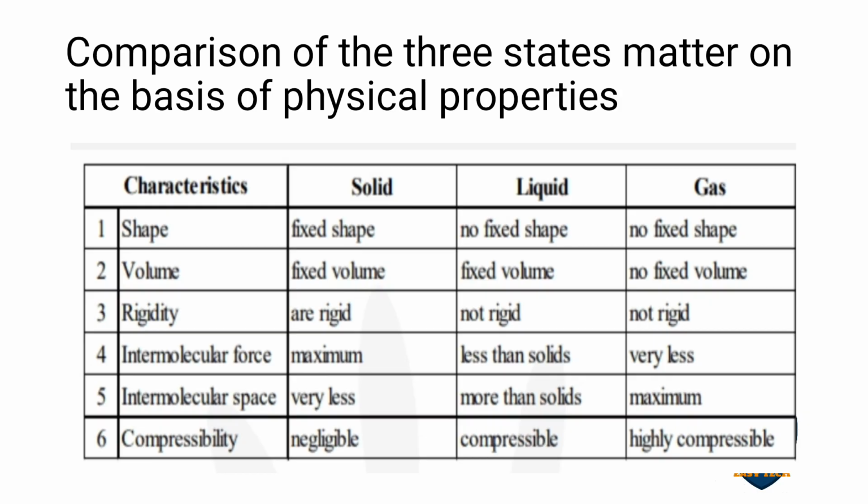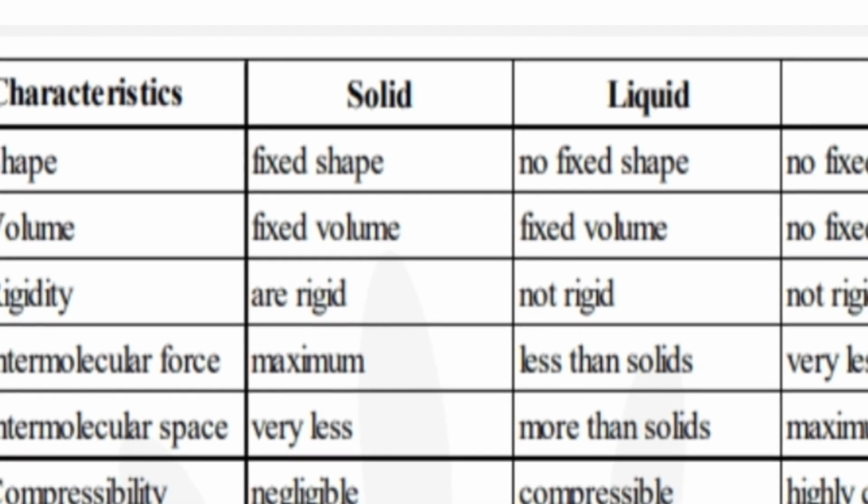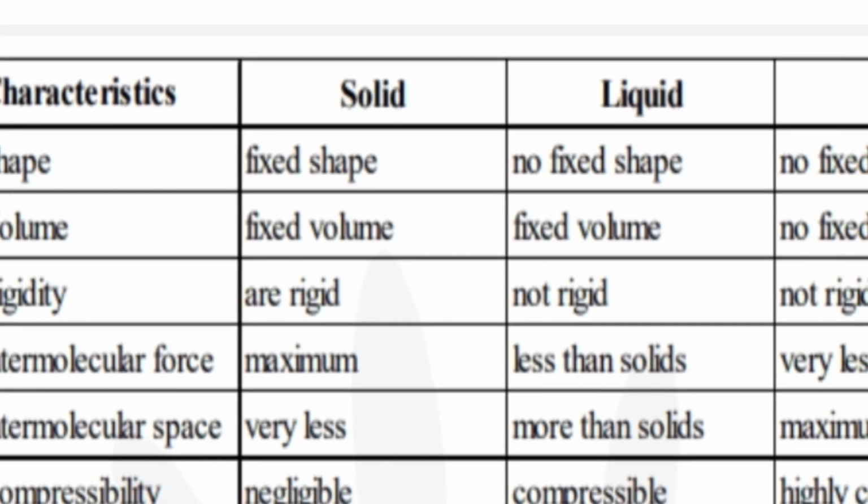Comparison of the three states of matter on the basis of physical properties. First, the characteristic of shape. Solid has a fixed shape, liquid has no fixed shape, and gas doesn't have any fixed shape. Volume: solid and liquid have a fixed volume, but gas has no fixed volume. Rigidity: only solid has rigidity, but liquid and gas don't have rigidity.